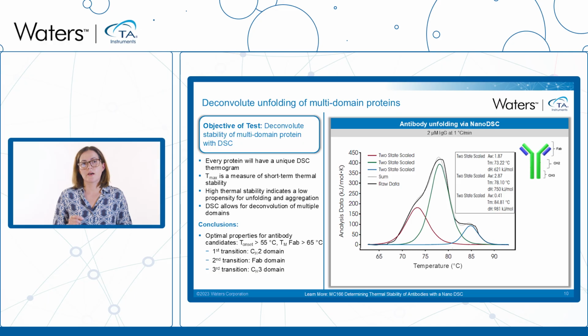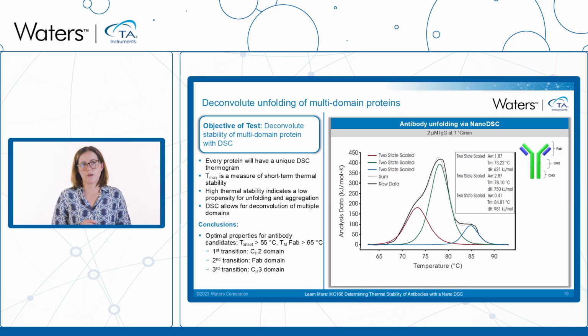For antibody candidates, the general consensus from the scientific community is that their optimal thermal properties in terms of stability should be a T onset greater than 55 Celsius and a Fab TM greater than 65 Celsius. So in this example that we show here, we can see this antibody unfolds in 3 transitions with some overlapping, but using our analysis software, it is possible to deconvolute these multiple overlapping transitions.